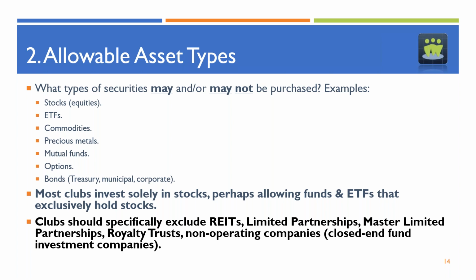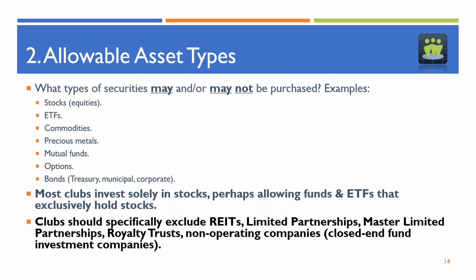ETFs, commodities, precious metals, mutual funds, options, bonds, whether treasury, municipal, or corporate, these are all asset types that you might consider within your portfolio. And it's important to note that ETFs and mutual funds can hold many different types of securities. So they could hold stocks as well as bonds, cash, or other types of securities, so you can be more specific. If you're allowing ETFs, you might allow mutual funds and ETFs that exclusively hold or primarily hold stocks, for instance, might be considered acceptable.